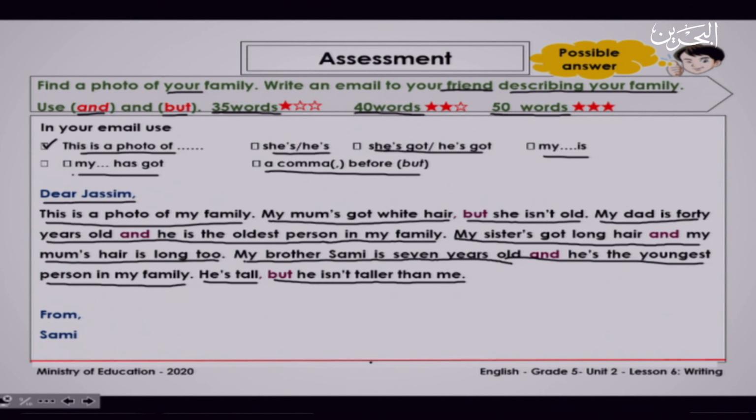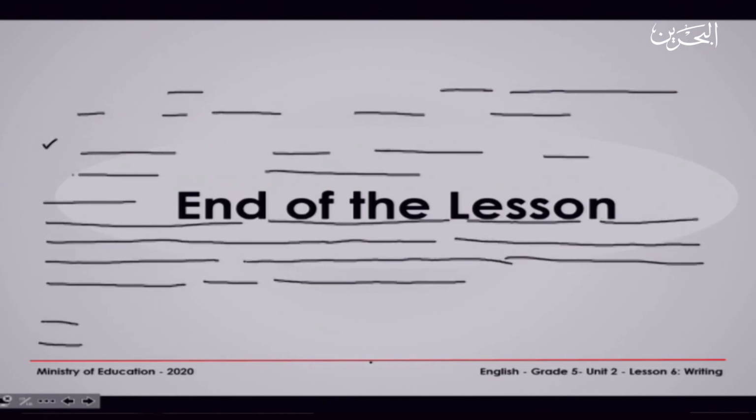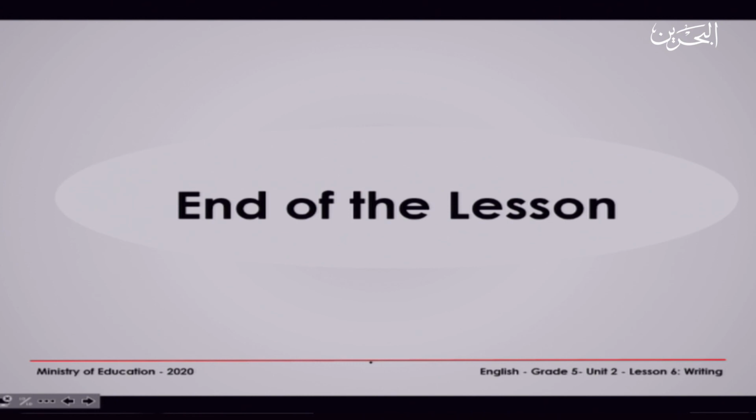And finally, what should you write down here? Remember, you can write from, comma, and your name. I hope you did well. Very good. This is the end of our lesson. Was it nice? I hope so. See you soon.